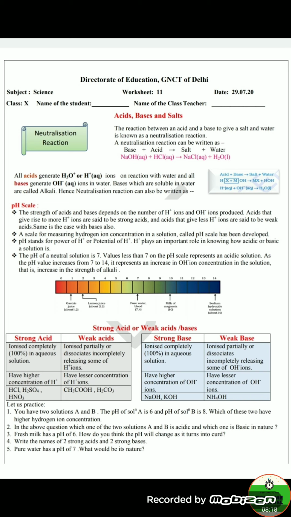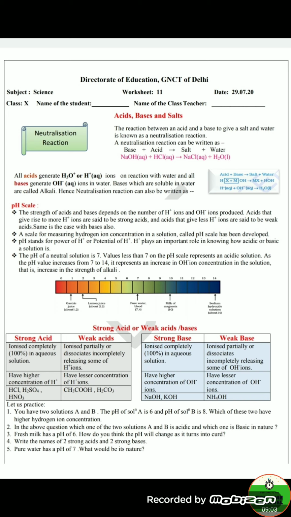Then student, we have a comparison table. Strong acid, strong base, weak acid, weak base. First we will study strong acid and weak acid. Strong acids are those acids which ionize completely in aqueous solution. Means in aqueous solution, the strong acid ionizes completely. They completely dissociate and release H plus ions. And weak acids ionize partially, means they dissociate incompletely and release some of the H plus ions.